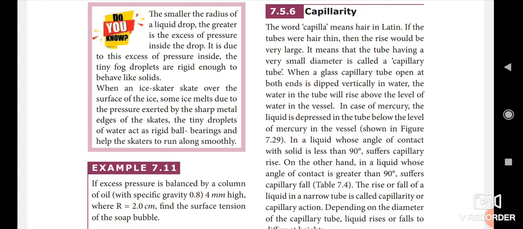When a glass capillary tube open at both ends is dipped vertically in water, the water in the tube will rise above the level of water in the vessel. In the case of mercury, the liquid is depressed in the tube below the level of mercury in the vessel. See figure 7.29.